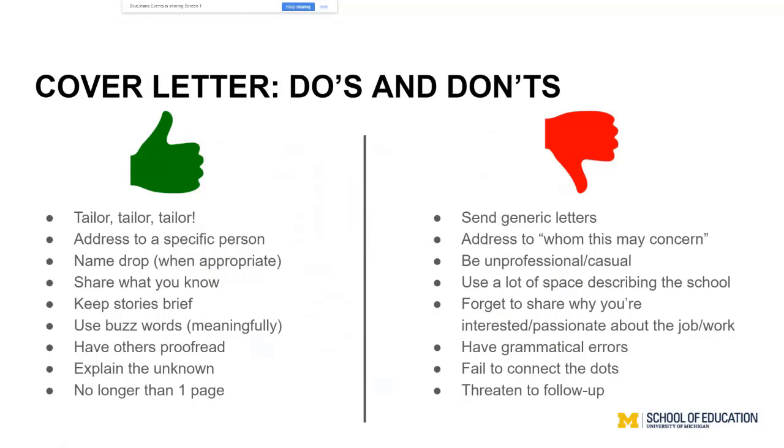Make sure that you address it to a specific person. So looking at the principal in the building, or an HR professional if you are applying for a particular district. But anytime you can address it to a specific person, do so. You want to name drop when appropriate. So if you have a connection with a principal or a teacher, someone that you know, certainly include it. Make sure that you get an okay from that individual in the event that you want to include them, but name dropping can be done.